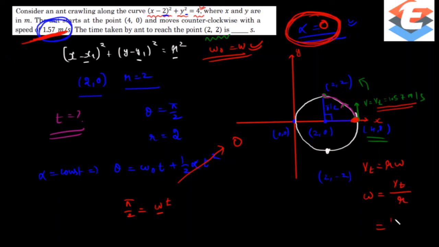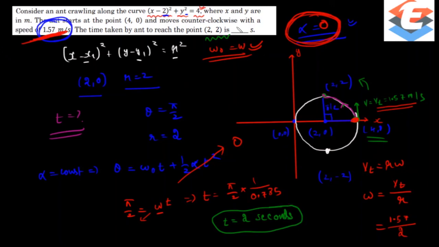So what is vt? 1.57 by radial distance, it is 2. So 1.57 by 2, which is going to be approximately 0.785. Yeah, it is 0.785. So from this, t will be equal to pi by 2 into 1 by 0.785. I'm just bringing this omega this side. So finally my time taken will be equal to 2 seconds. You just cancel it and solve it, you will be getting 2 seconds. So correct answer is 2 seconds.